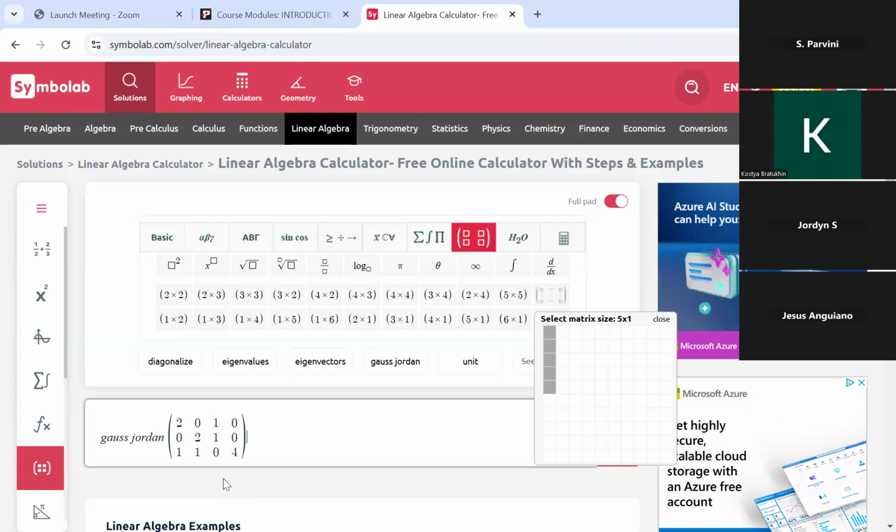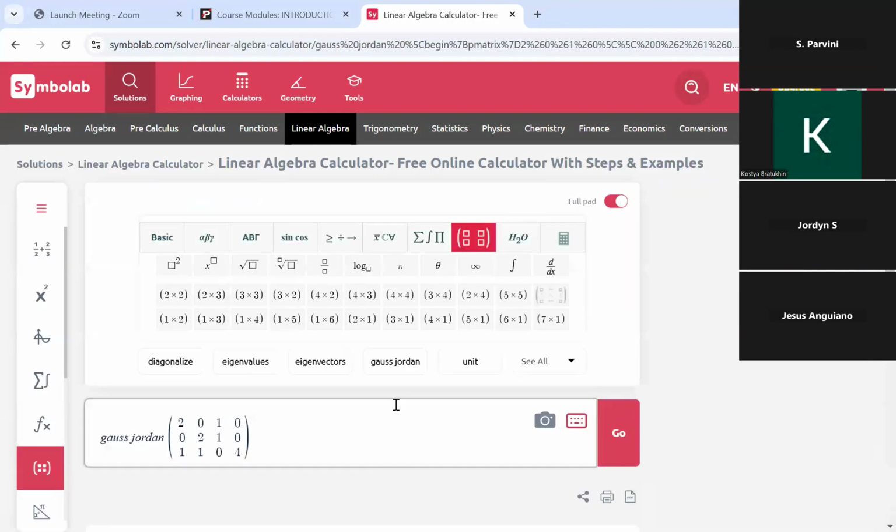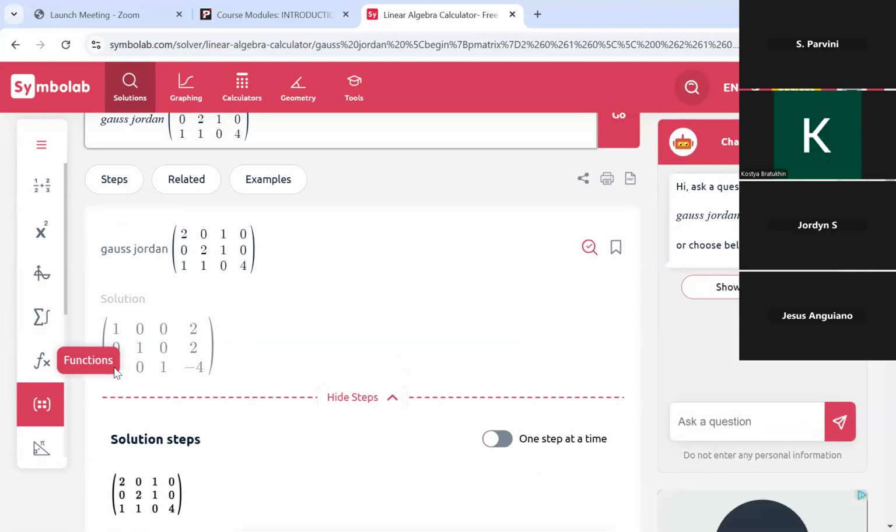So everyone okay on the matrix? We just entered the matrix here. And all I need to do, let me close this one, and then I'm going to hit go. And once you do, there you go, the solution is right there. This is the Gauss-Jordan.